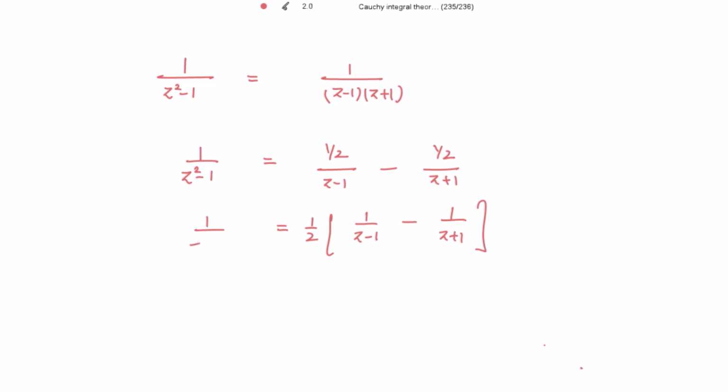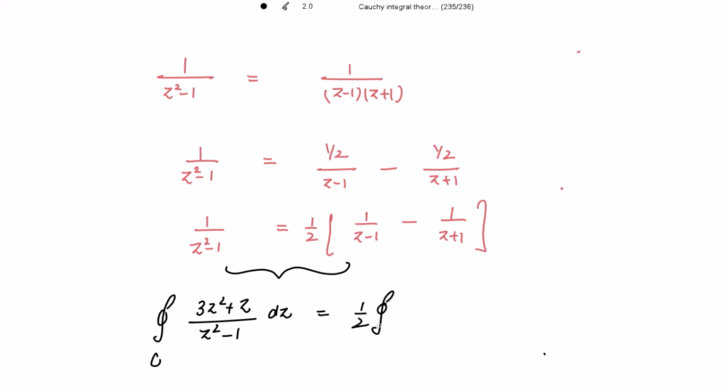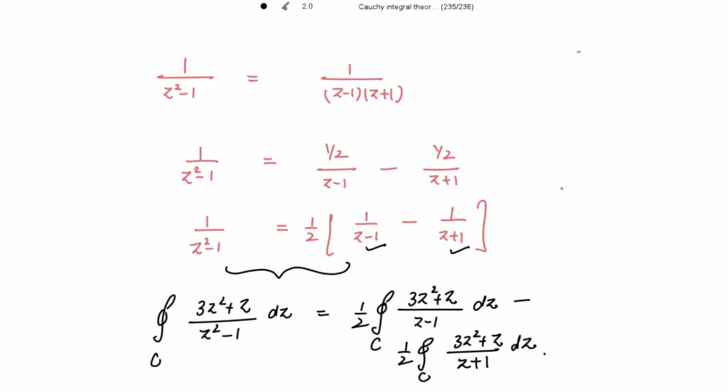Also writing the left hand side. The closed integral over C of (3z² + z)/(z² - 1) dz is equal to 1/2 of the closed integral of (3z² + z)/(z - 1) dz minus 1/2 of the closed integral over C of (3z² + z)/(z + 1) dz. So now applying Cauchy's integral formula for these two integrals.